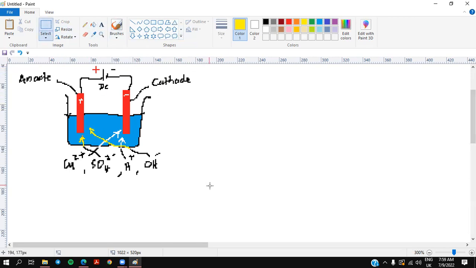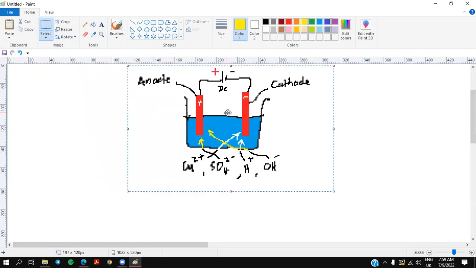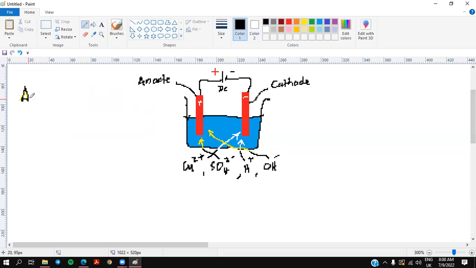Let me take this to the middle of the page. So I can write anode reactions on the left-hand side, cathode reactions on the right-hand side, and the overall reaction can be written at the bottom. At the anode, an oxidation reaction happens. Anode reaction. You have to remember this.